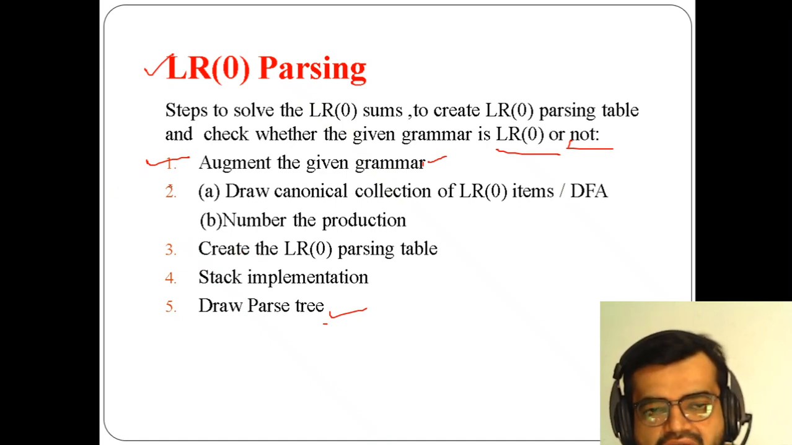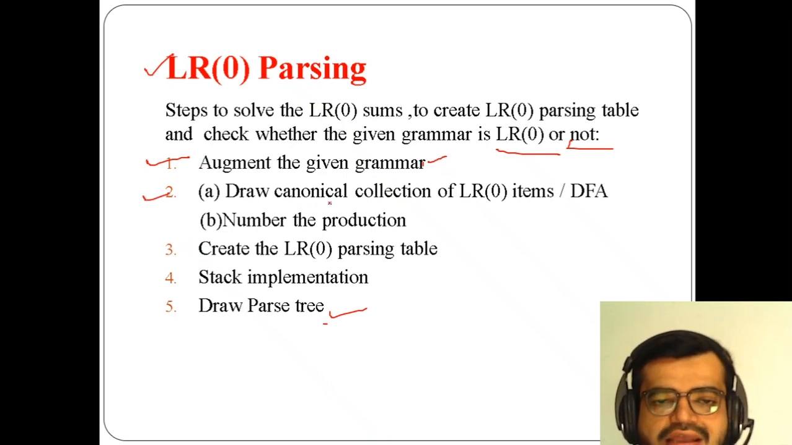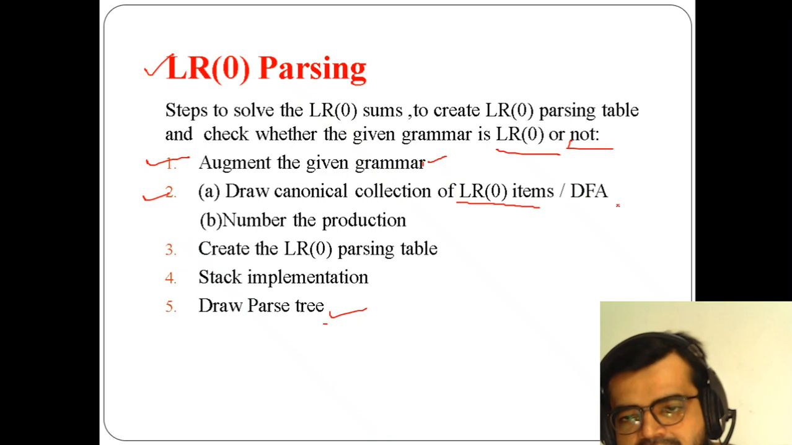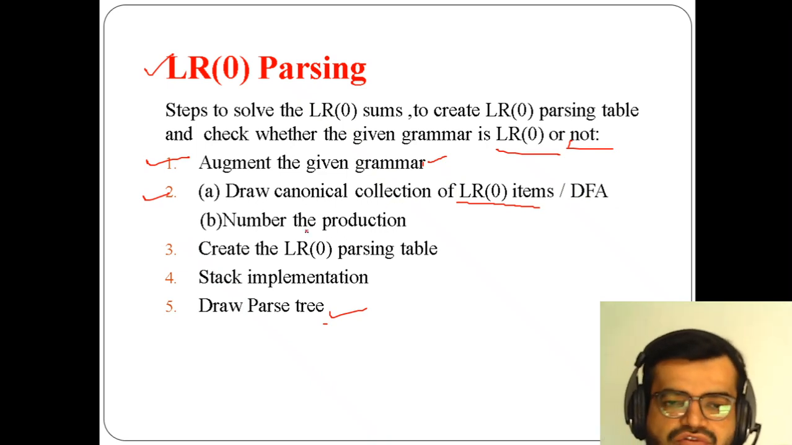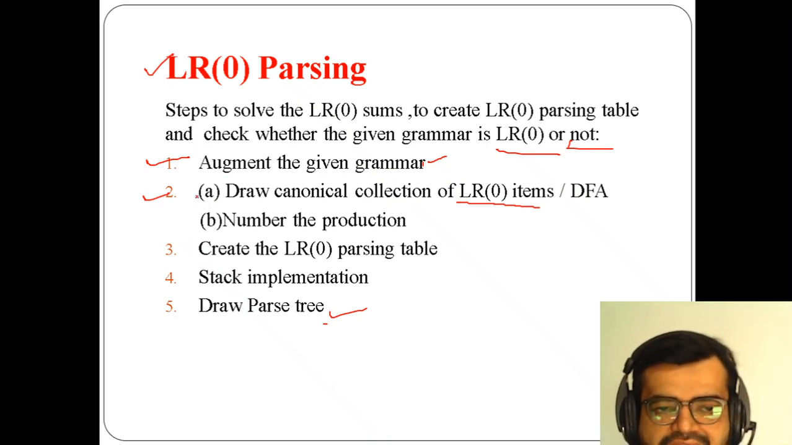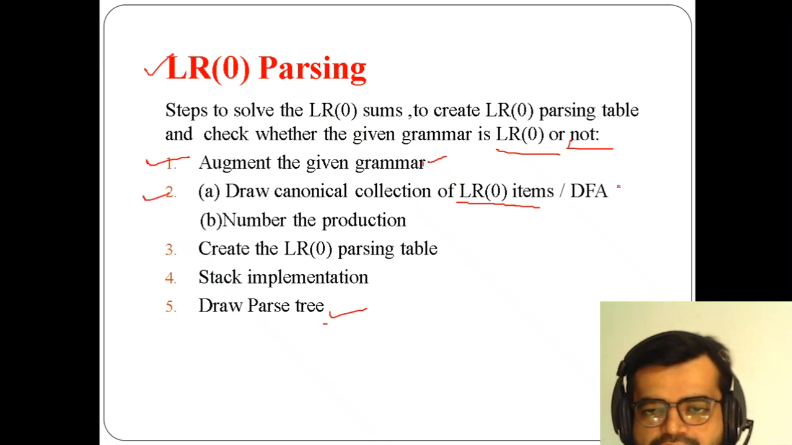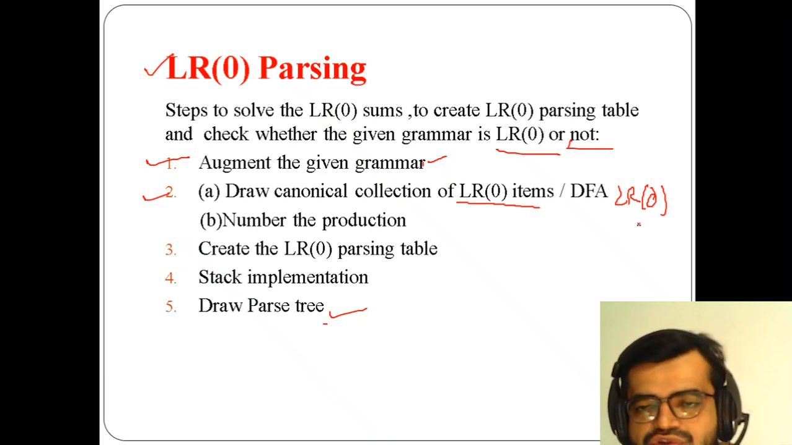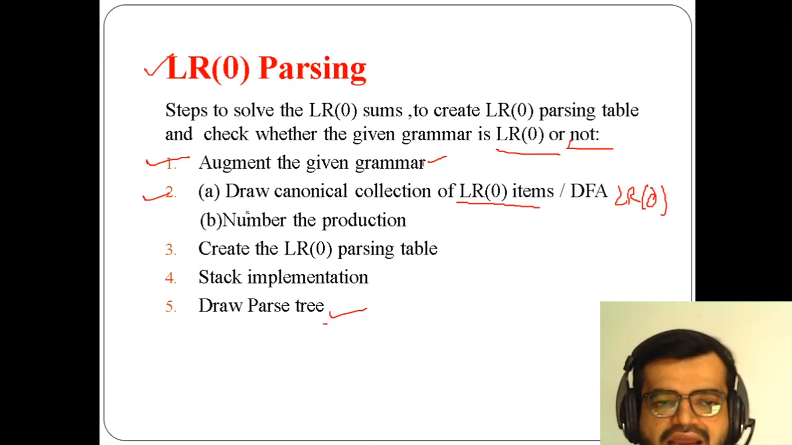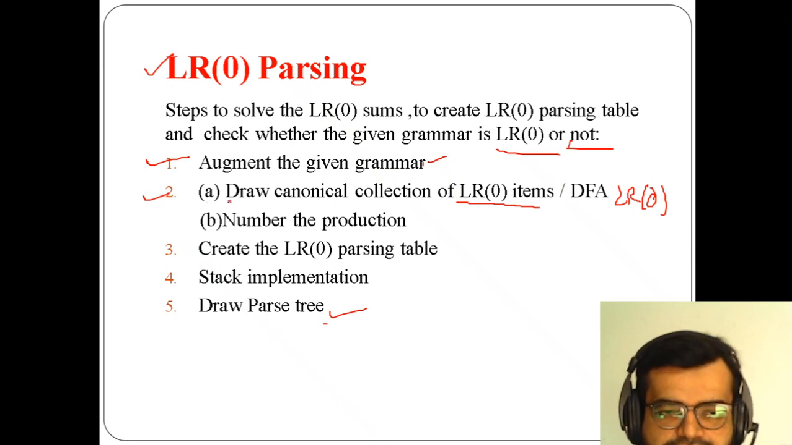After converting the given normal grammar into an augmented grammar, the second thing is that you have to draw the canonical collection of LR(0) items. That I will let you know. This is something like a deterministic finite automaton. This second step has to be done with the help of LR(0) items, which I have already told you how to find out for the given grammar. So using those LR(0) items, I have to perform the second step.